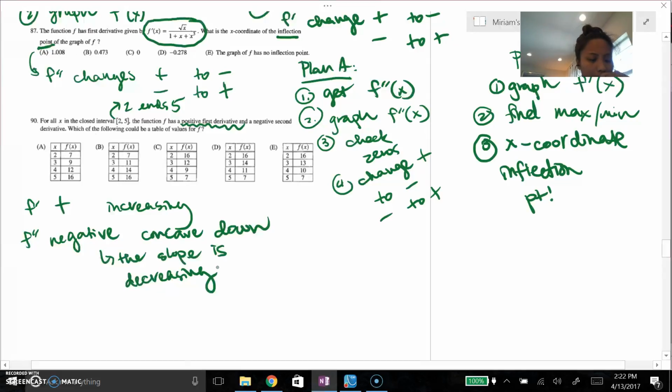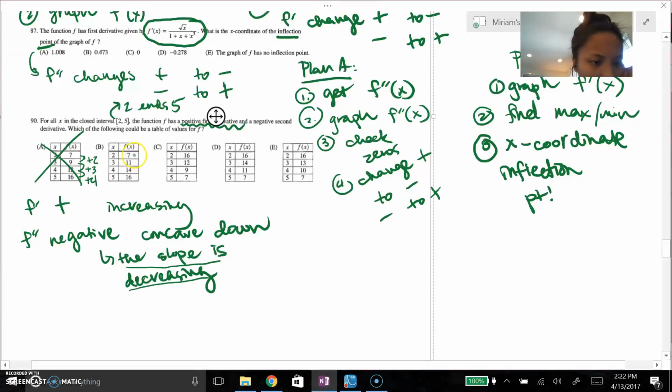Okay, let's look at the numbers. So let's see. 4a, I'm going from 7 and 9 to 12 to 16. So great, that's increasing. I like it. Now the change in between them from 7 to 9 is a plus 2. From 9 to 12 is a plus 3. From 12 to 16 is a plus 4. I don't like that because I want the slope or the change to be decreasing. So A doesn't work. Let's look at B.